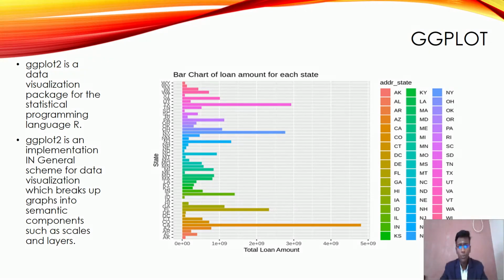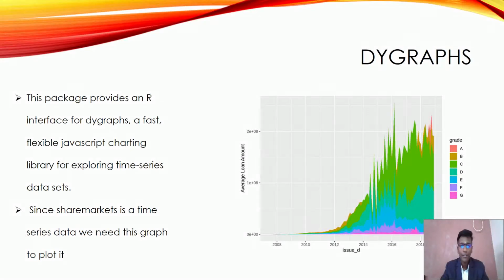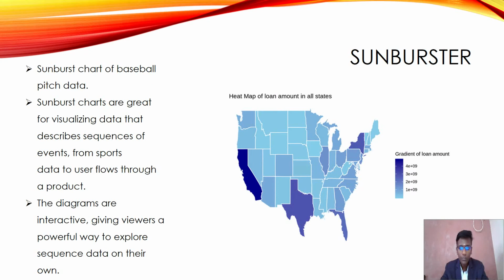ggplot is a data visualization package for the statistical programming language R. ggplot is an implementation of the grammar of graphics, a general scheme of data visualization, which breaks up graphs into semantic components such as scales and layers. Digraph: this digraph is a time series graph. This diagram completely shows the time series data sets which we give into it, and we can make an analysis out of it. Sunburst.